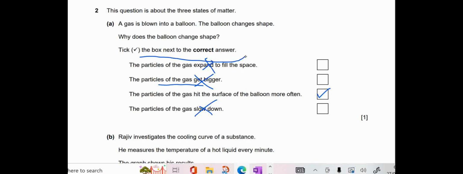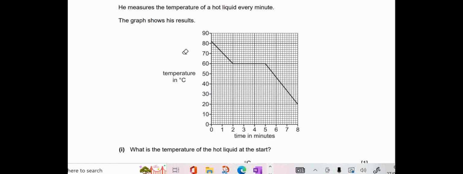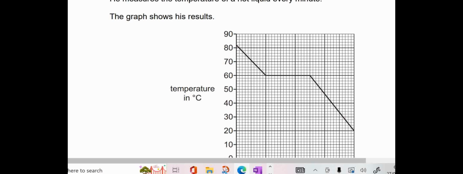Next question. Question B. Rajiv investigates the cooling curve of a substance. He measured the temperature of a hot liquid every minute. The graph shows his result. Question part 1. What is the temperature of the hot liquid at the start? You can see from here. The temperature at the start is this, so it should be around 82. So we just answer 82.